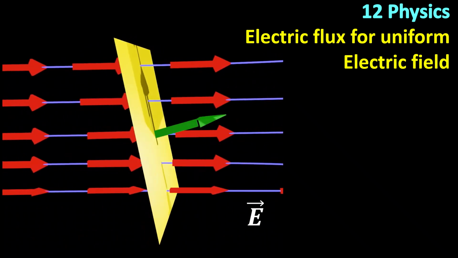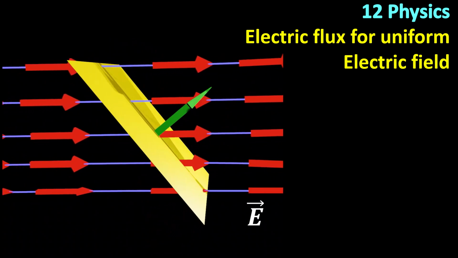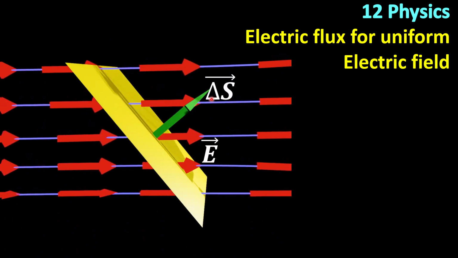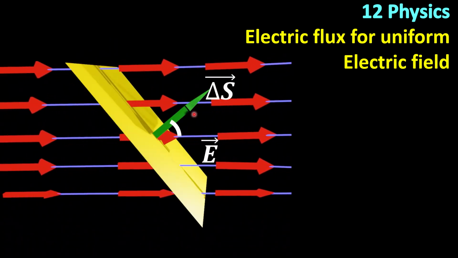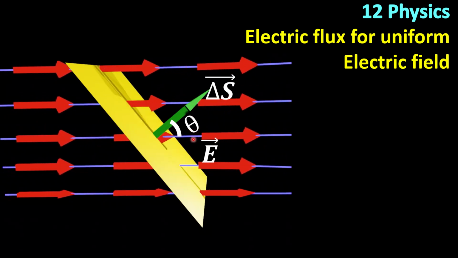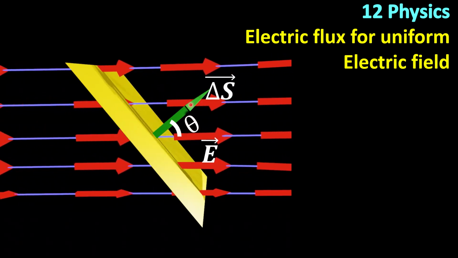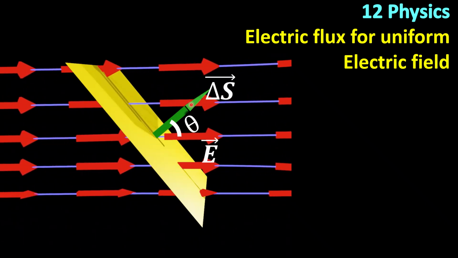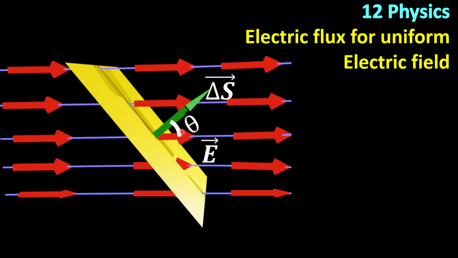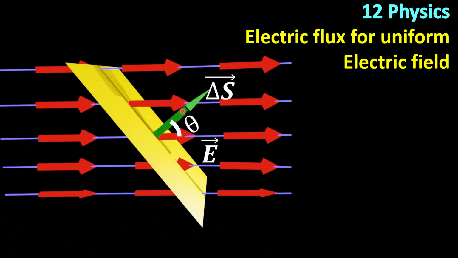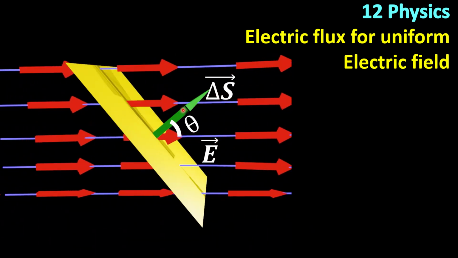Next, we see how to take components in electric flux. Here the area vector, that is delta S vector, is inclined with an angle of theta from the electric field vector. So this term, delta S vector, is considered as a horizontal component because it is involved in formation of theta. Horizontal component is always represented in terms of cos theta.